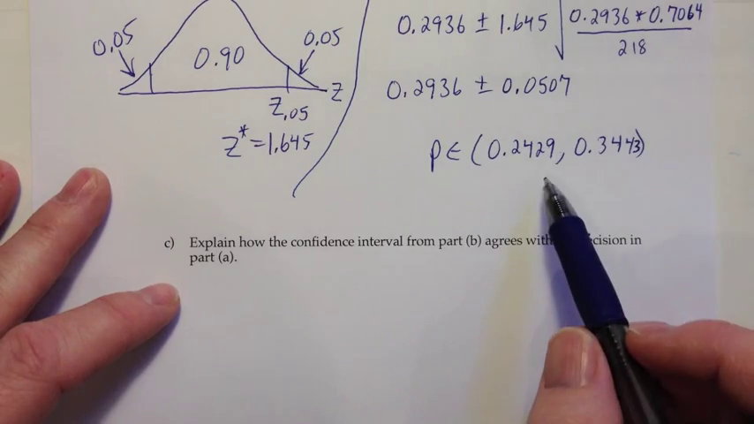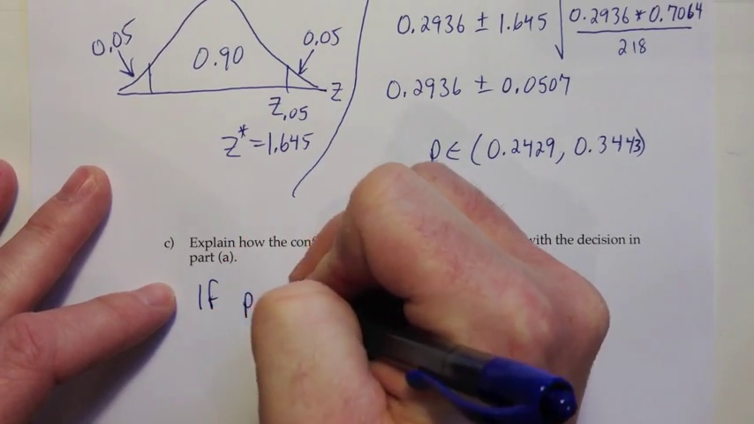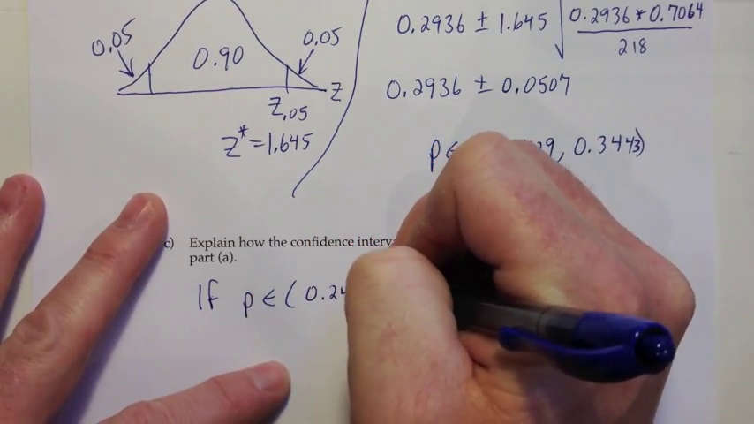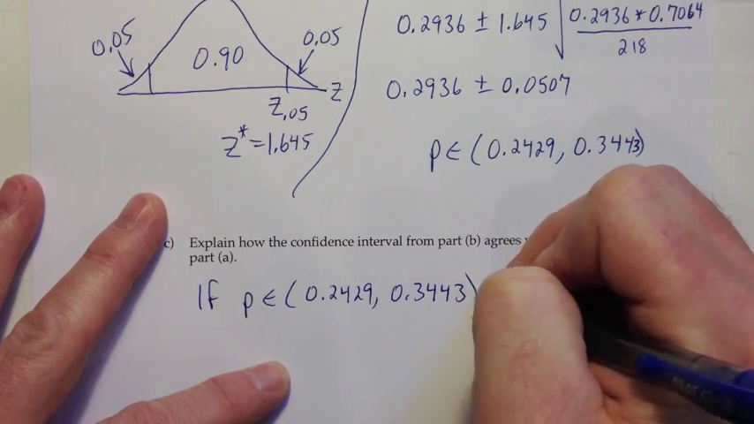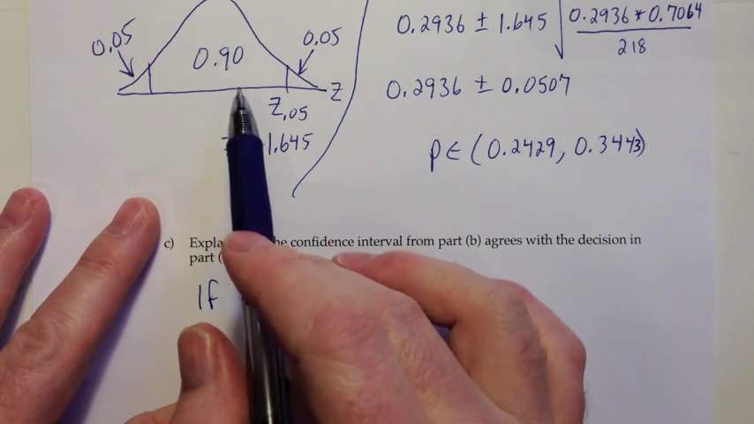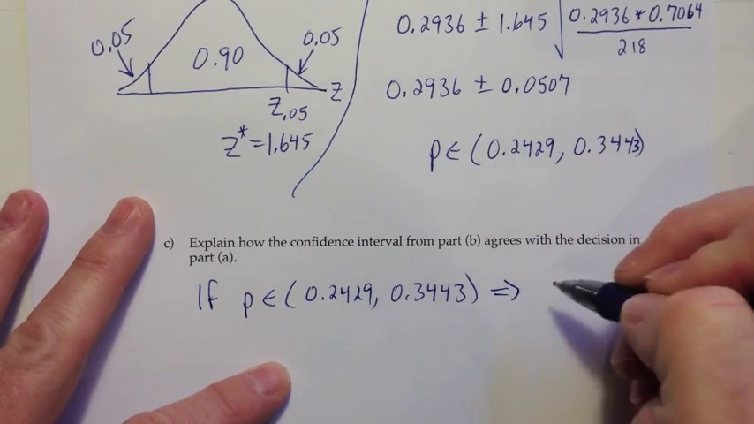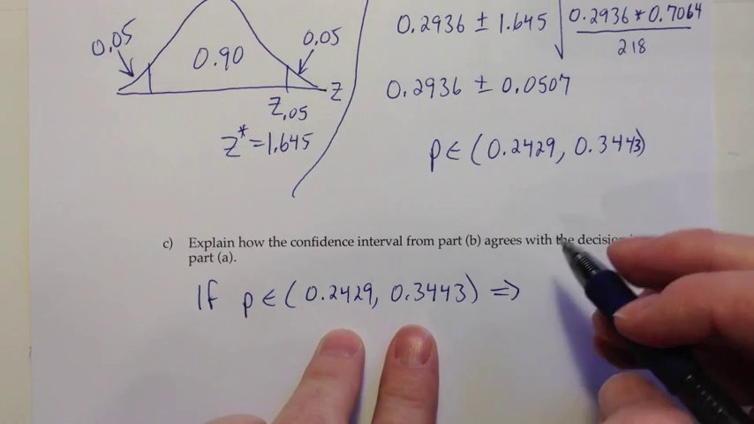So when they ask me to do that, I always start off with the confidence interval. And I say if p is an element of that interval, so if p is somewhere between 0.2429 and 0.3443, and I do always say if because we didn't say we were sure it was in there, we said we were 90% confident. But if p is in that interval, that doesn't imply that p is equal to that value from H0, but it could be because that number's in there.